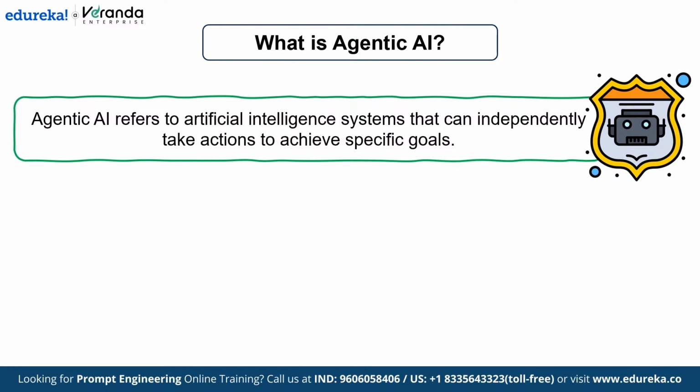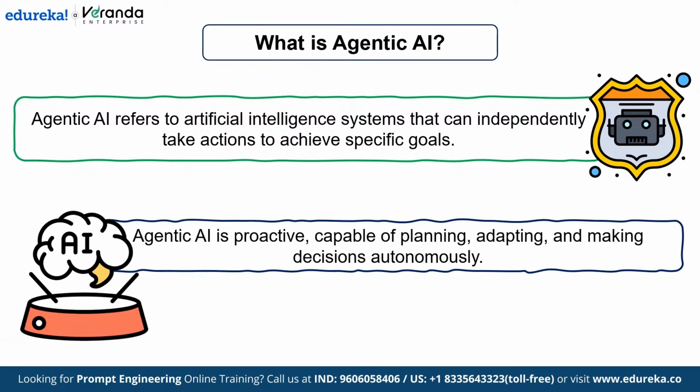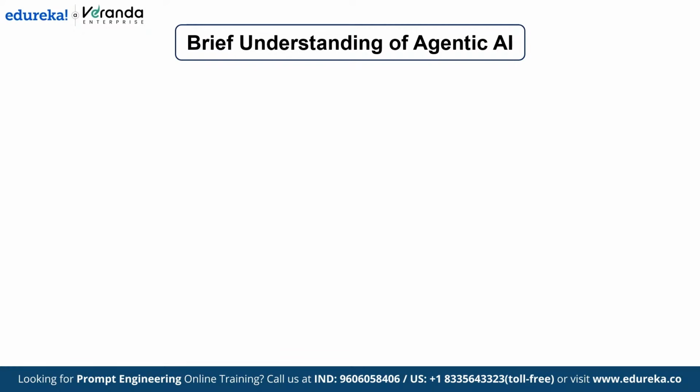Agentic AI denotes artificial intelligence systems capable of autonomously executing actions to attain designated objectives. Unlike reactive AI, which only responds to inputs, Agentic AI is proactive, capable of planning, adapting, and making decisions autonomously. So let's explore Agentic AI in depth and see its capabilities.